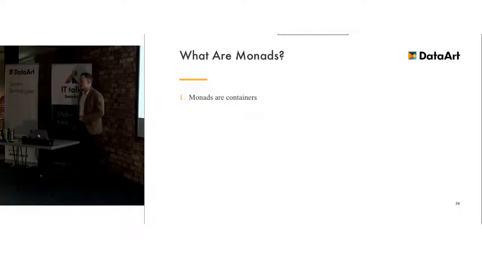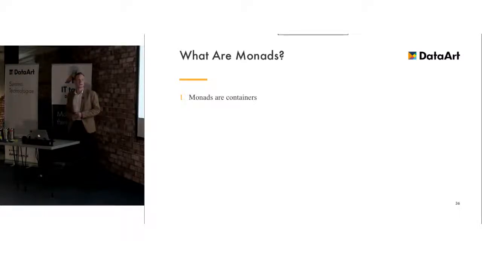Okay, if it's clear with immutable data structures, what are monads? Monads are containers. Monads were created many years ago. It's not a new paradigm, but it's not so popular in JavaScript. It's pretty popular in other functional languages. So monads are containers. Just imagine that a monad is a container outside of any data type. And you can call the same methods on different types.